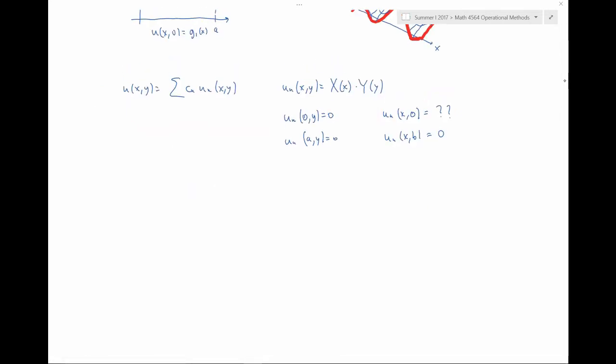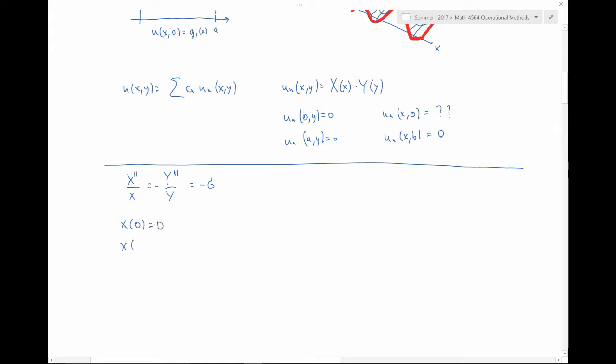Plugging all of those in the differential equation will lead to, yet again, that x double prime over x should be equal minus y double prime over y, and that should be equal to the constant negative sigma. We do have boundary conditions on x and y derived from the boundary conditions on u sub n. We have that x of 0 should be 0, x of a should be 0, and now we have another boundary condition that y of b should be 0, instead of y of 0 being 0.